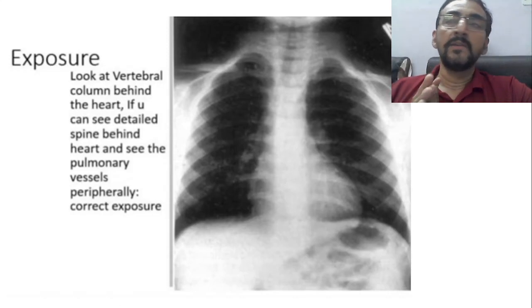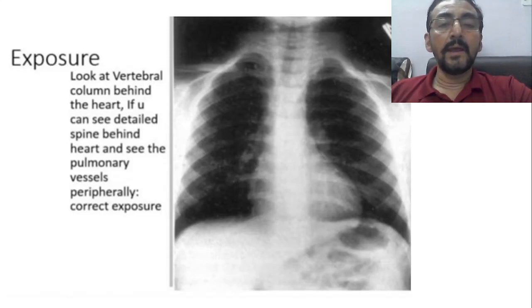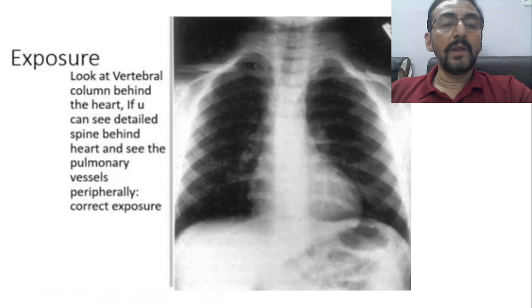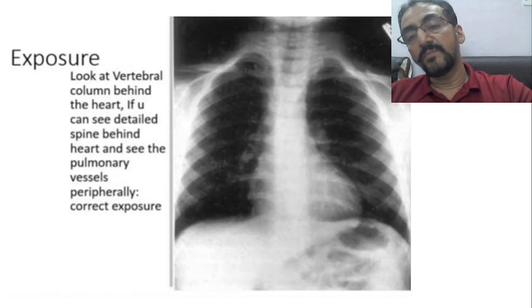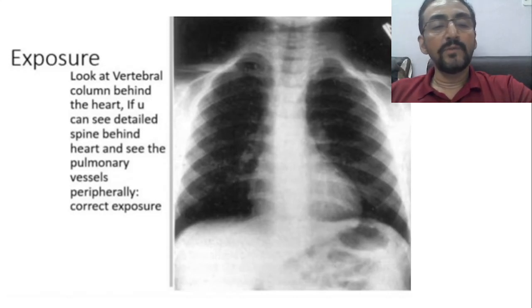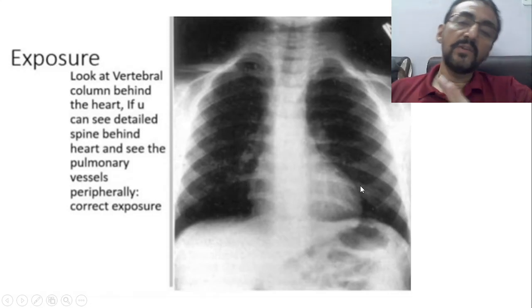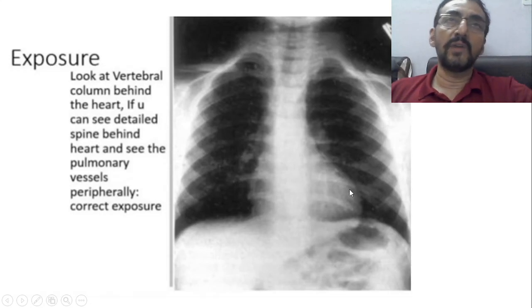One point we have seen, that's about the spine. Another point is, if you look at the vertebral column behind the heart, this particular portion, you should be able to see some of the spines behind the heart area, and also some of the pulmonary vessels peripherally. So this is the spine, and peripherally some of the pulmonary vessels are going out over here. If you're able to see this on the X-ray, then we usually call that X-ray good exposure.